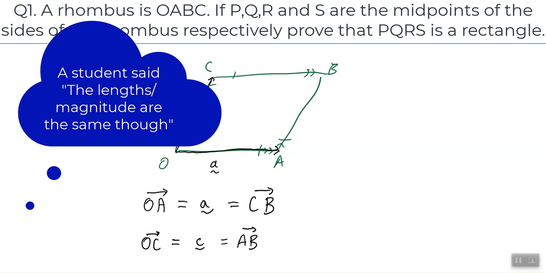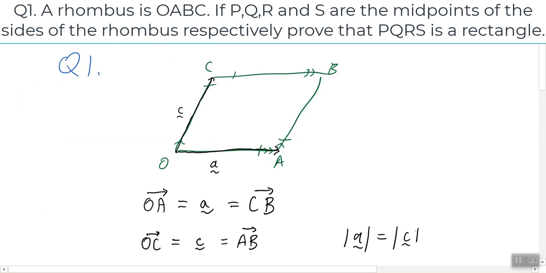Yes. So because it's a rhombus, the magnitude of a is equal to the magnitude of c. So all of these magnitudes are equal because it's a rhombus.